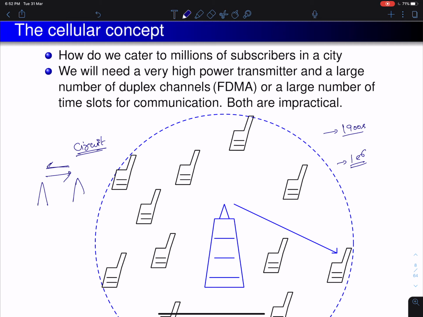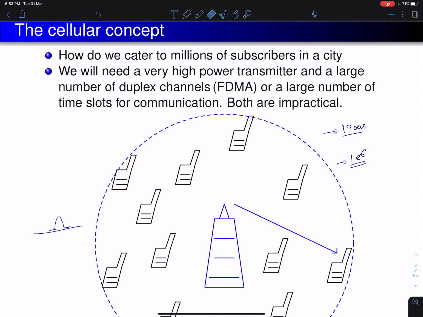A circuit switch system is one in which once you assign a channel, for example when you make a call, a base station normally assigns you a channel for communicating. This channel is given to the users throughout the communication. Even if the two users are not talking to each other, unless they terminate the call, the channel is fully used by these two. If anyone else tries to access it, they will not get access to that channel. That's called a circuit switch system.